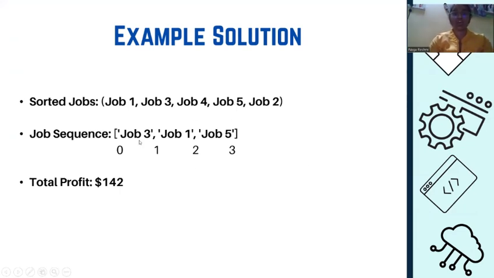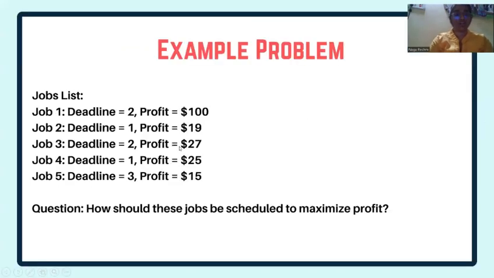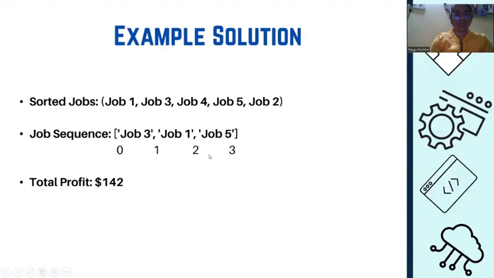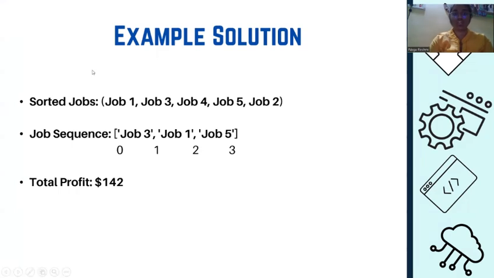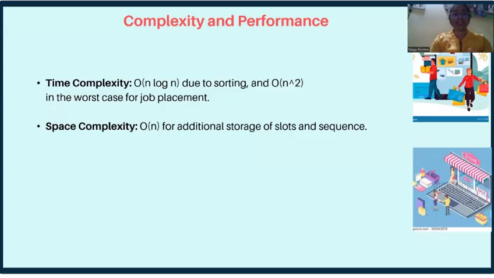And the array that we get is job 3, job 1, and job 5. First, we'll be performing job 3, and next job 1, and next job 5. So the profit that we are going to get is for job 3, the profit is 27, plus for job 1, the profit is 100, and for job 5, the profit is 15. So if we add those all, we'll be getting a total profit of 142. So that's how we solve this problem of job sequencing with deadlines.